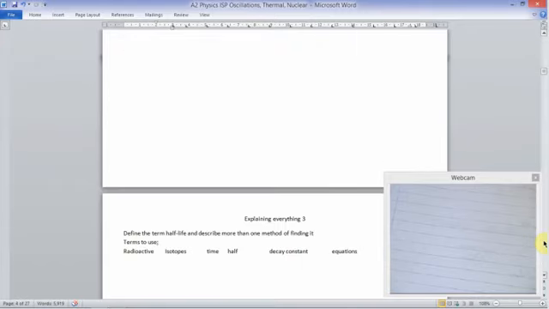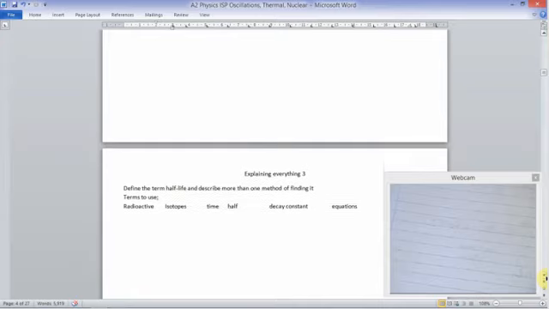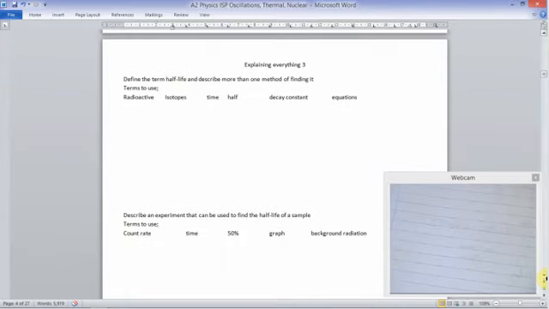So, explaining everything task, the first one: define the term half-life and describe more than one method of finding it. So remember, the half-life is a measure of time. The time it takes for the number of radioactive isotopes remaining, of radioisotopes, to half, or half the number of radioactive isotopes to decay. Whichever way around you want to say that is fine.